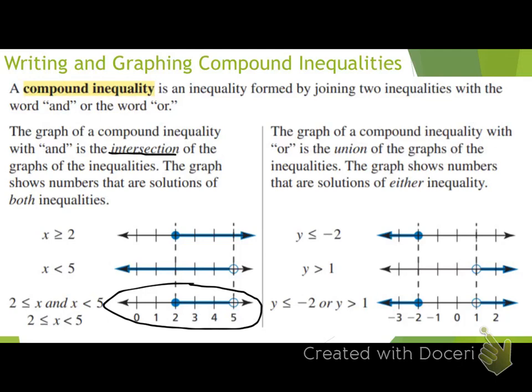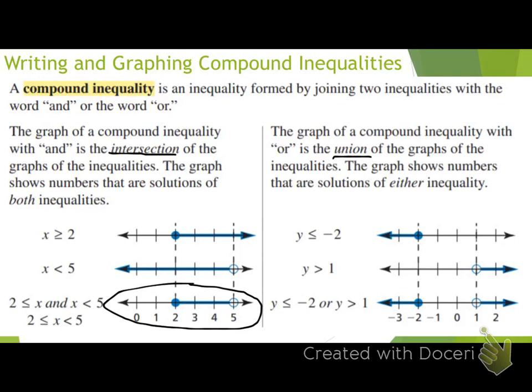Let's talk about or compound inequalities. The graph of a compound inequality with or is what we call the union of the 2 graphs of the inequalities. That's the mathematical term for it. We want the union of the 2 graphs. The graph shows numbers that are solutions of either inequality. So for or compound inequalities, for a number to be a solution of this compound inequality, it just has to meet one of my conditions. It just has to be true for one of my inequalities. Over here, it had to be true for both. Over here, it just has to be true for one or the other. Does that make sense?